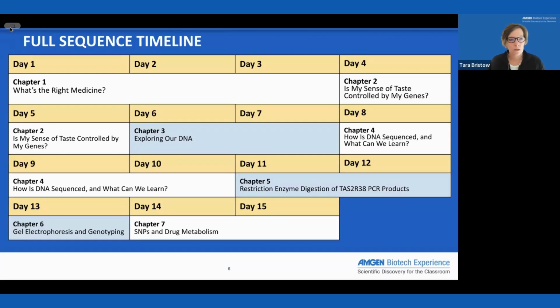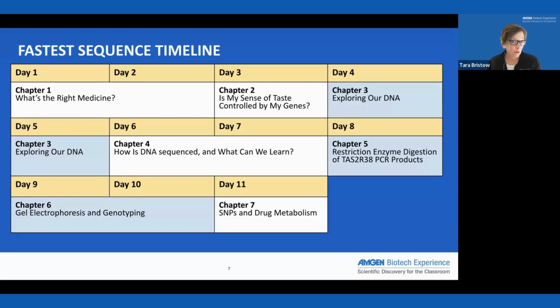So the first option for completing the Exploring Precision Medicine curriculum is the full sequence timeline. And this includes doing all of the activities and would take about 15 days or 3 weeks for a class, which meets for about 50 minutes. We also have a fastest sequence timeline. If you want to do the entire sequence of 7 chapters, but don't have a full 3 weeks, you could still accomplish this in about 11 days. It does involve assigning certain portions of the dry labs as homework.